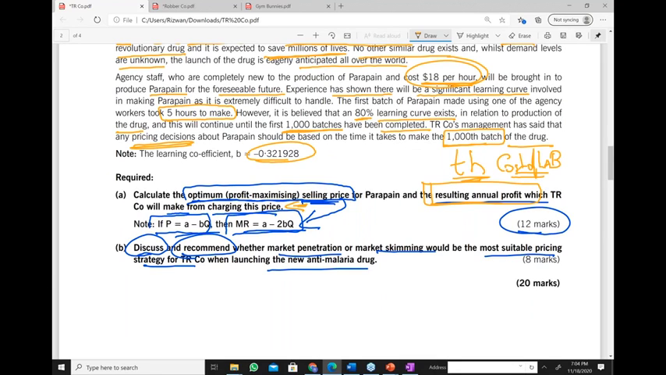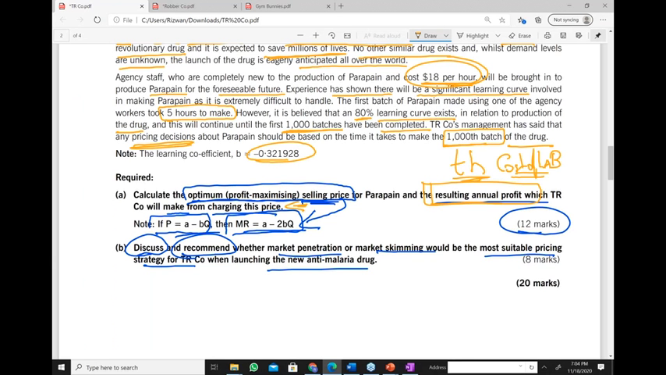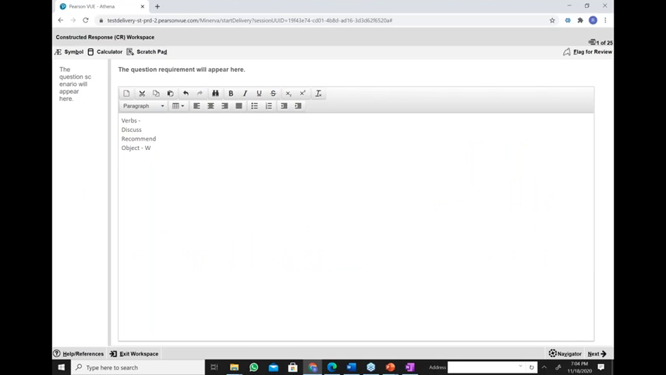Whether market penetration or skimming would be more suitable pricing strategy for TR than launching the new anti-malaria drug. So what is the object? Object is starting from which word? Can you tell me? Object is starting from which word? Weather, right? Start from word weather.